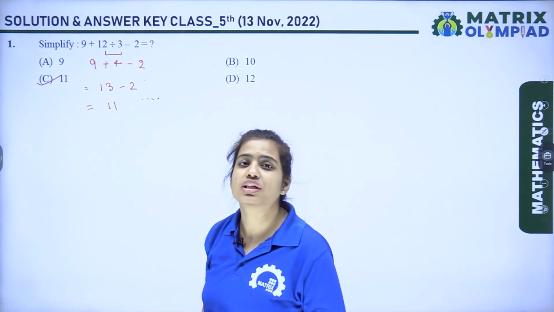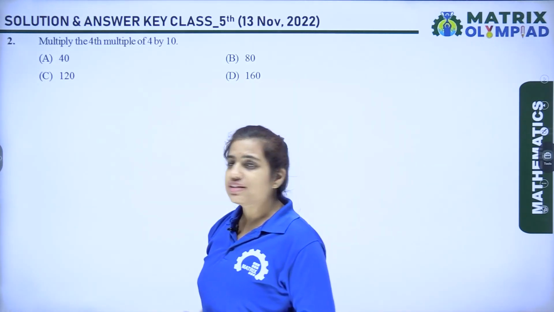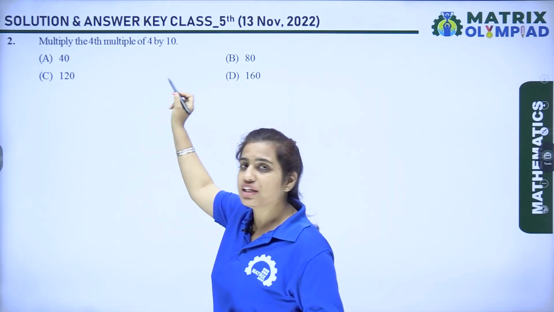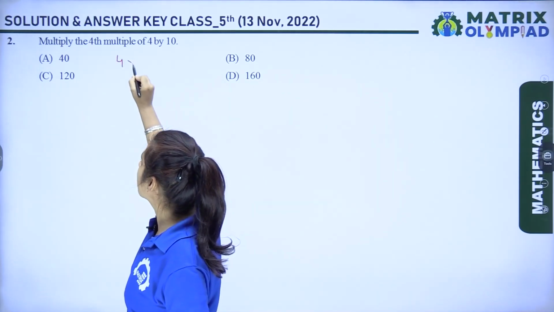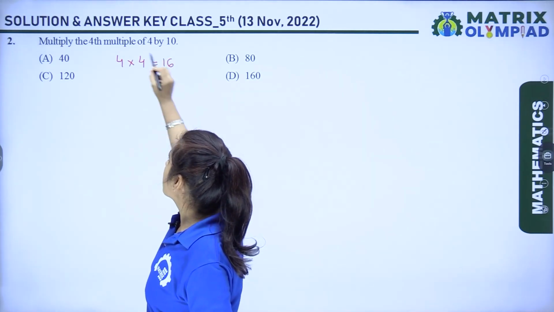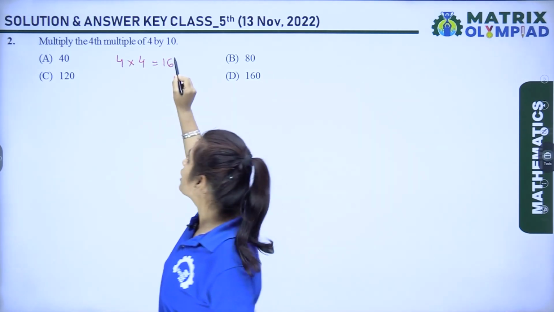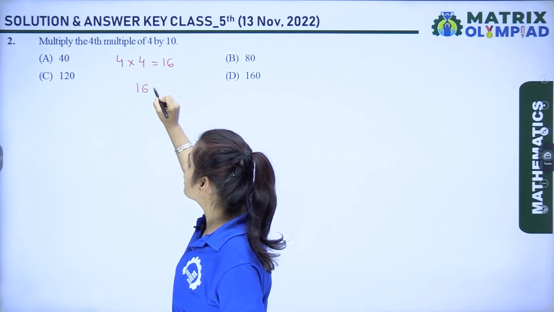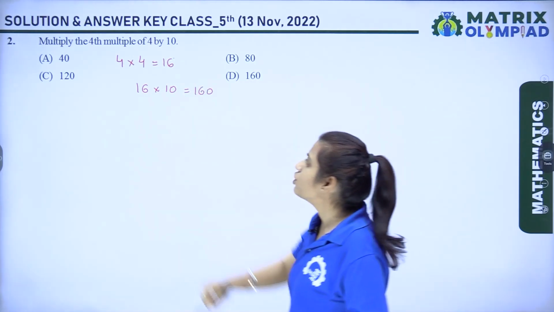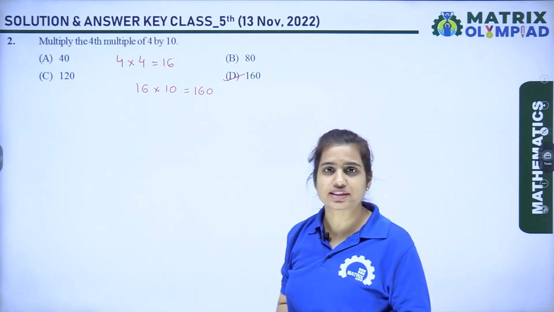Now let's begin with the second question of this paper. Multiply the fourth multiple of 4 by 10. It means we have to multiply 4 by 4, that is 16. Now, the fourth multiple of 4 is 16. Now, we have to multiply this 16 by 10. So, the next step is 16 multiplied by 10 is equal to 160. So, the correct answer of this question is option D, that is 160.